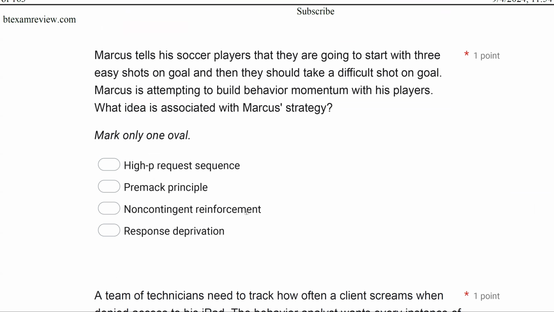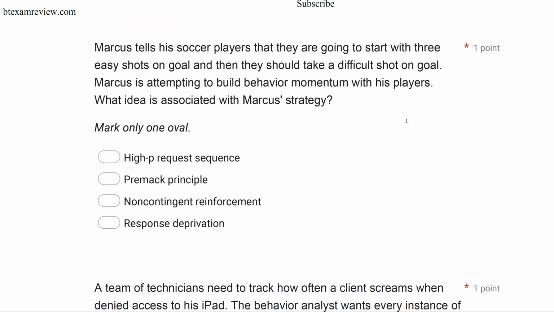Marcus tells his soccer players that they are going to start with 3 easy shots on goal, and then they should take a difficult shot on goal. Marcus is attempting to build behavior momentum with his players. What idea is associated with Marcus's strategy?